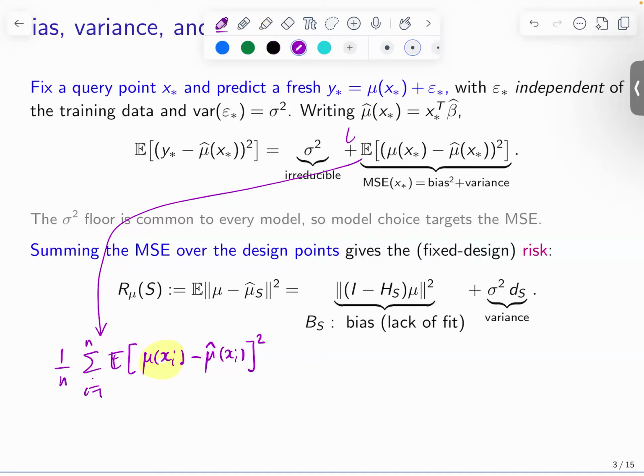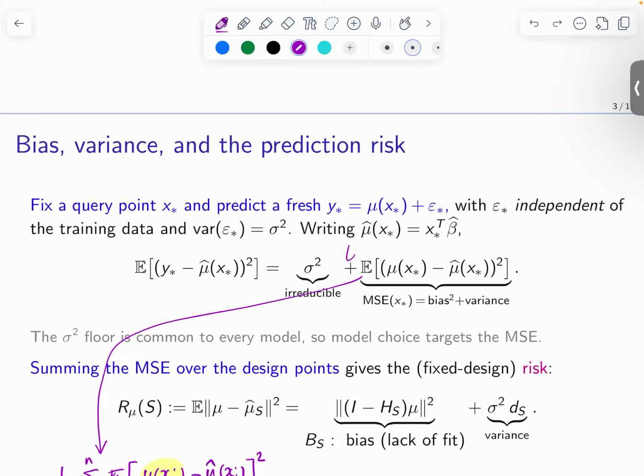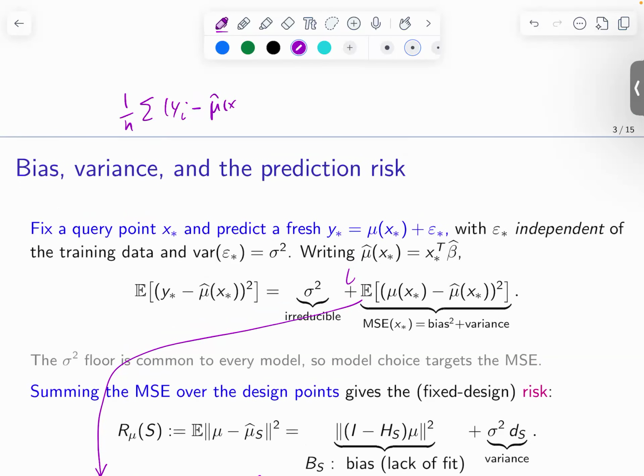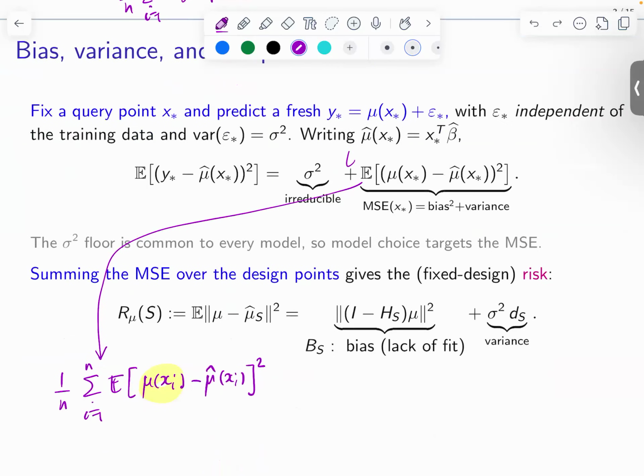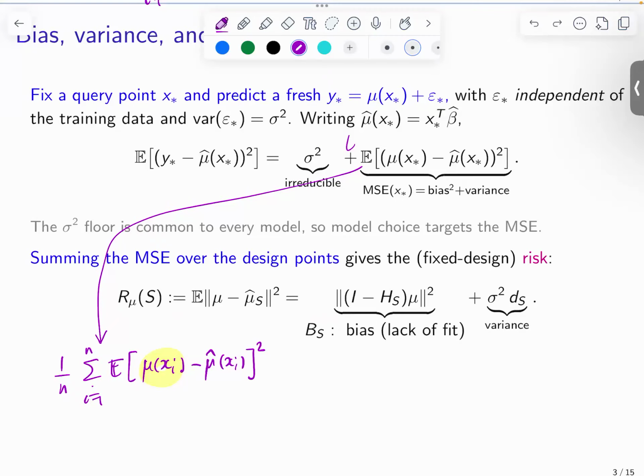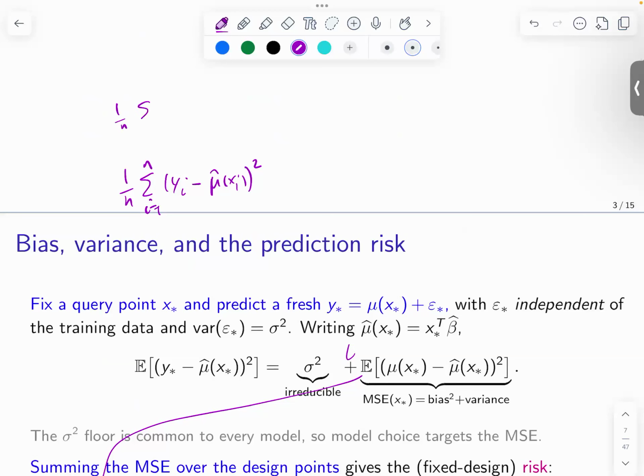So if it was yi, this would be a problem. Actually this wouldn't be a problem, because there's an expectation here. So for two reasons: this is bad, mu hat xi. If I take the expectation, it would be okay. If I take the expectation, it would be similar to this. Or if I manage to even look at this quantity, this would be okay.